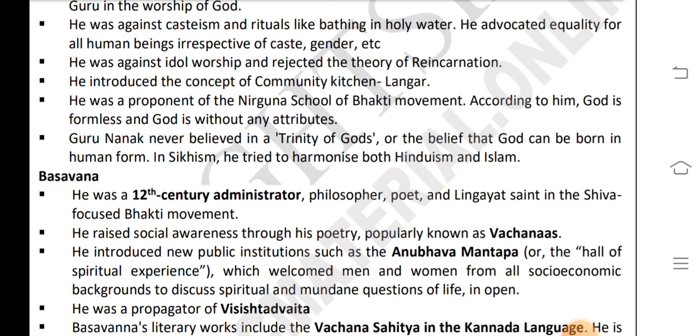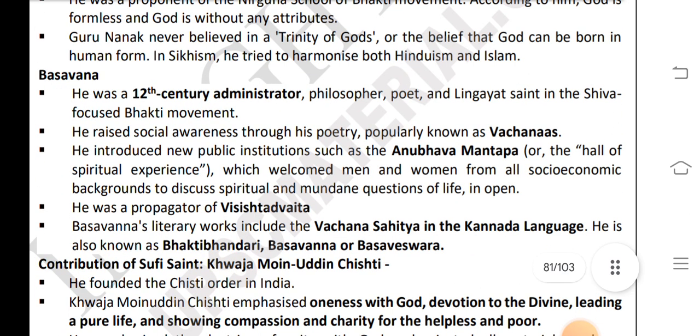He was against idol worship and rejected the theory of reincarnation. He introduced the concept of the community kitchen, langar. He was the proponent of the Nirguna school of the Bhakti movement.